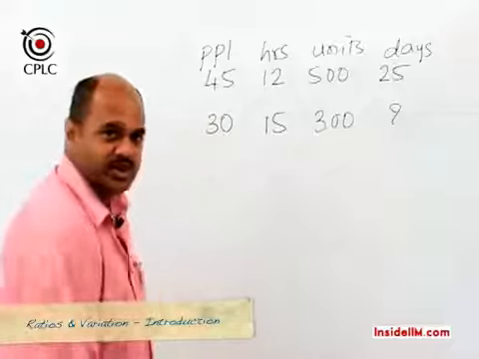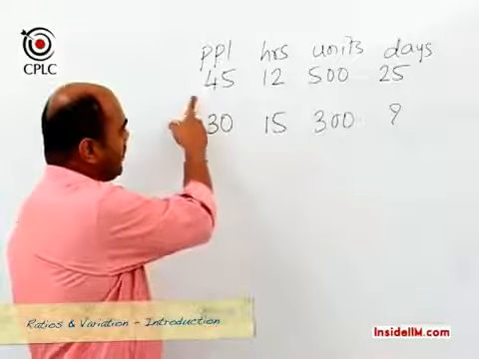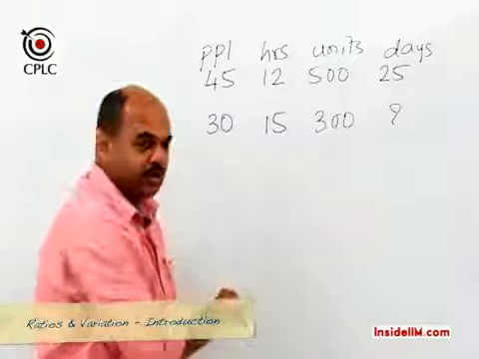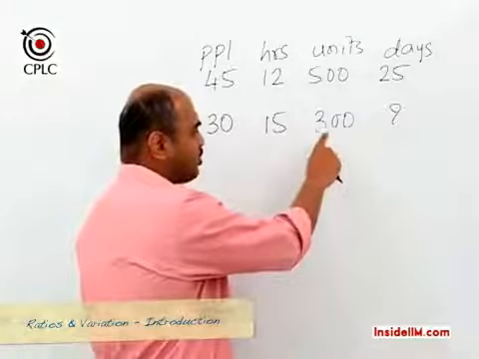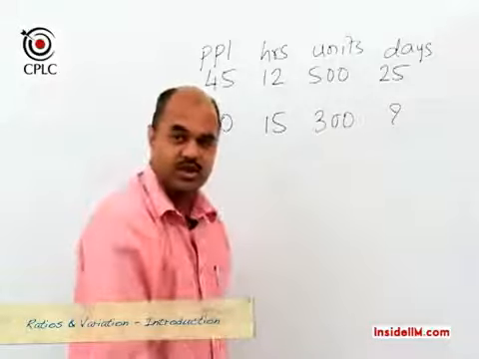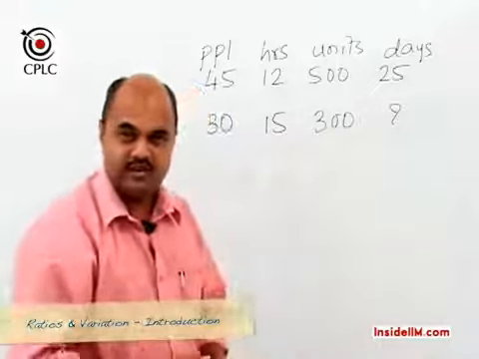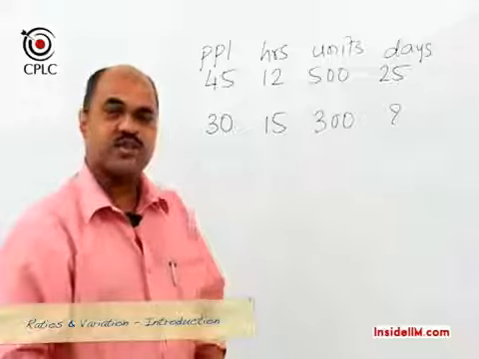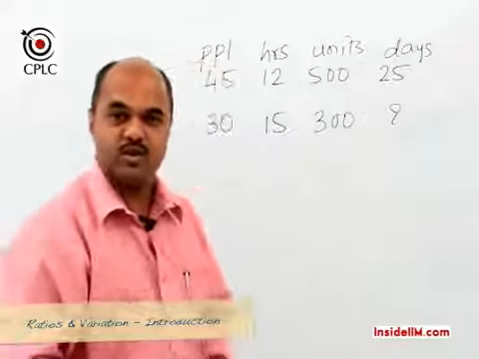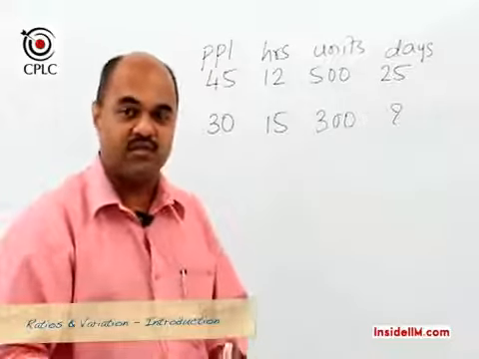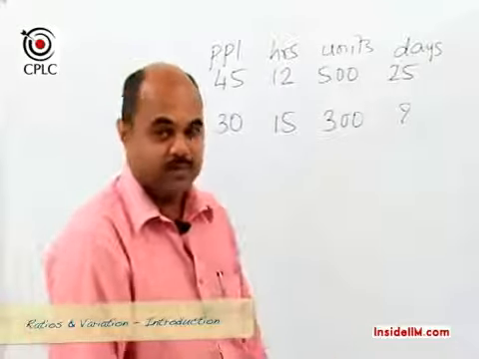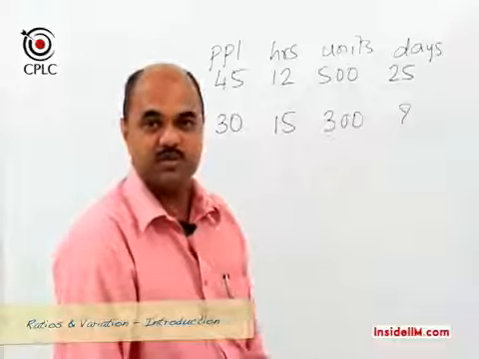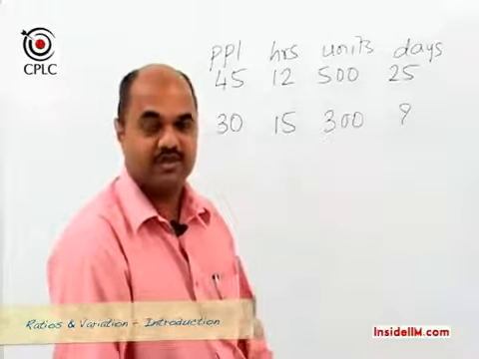The question now is, if instead of 45 people we have 30 people who are going to work for 15 hours a day and they have to produce 300 units of work, then how many days would be required? If you want to solve such a problem, then we need to go through some concepts of ratios and variation, and once we do that, this problem can be solved in absolutely no time. So let's move on to some concepts of ratios and variation.